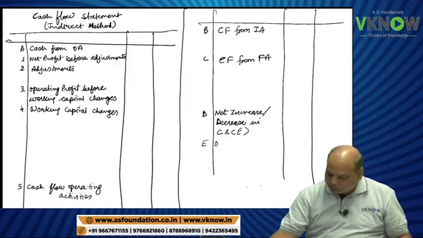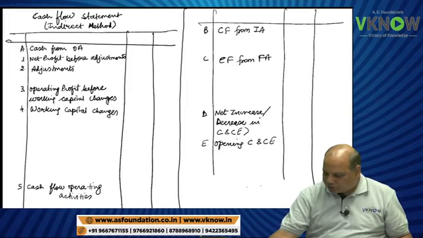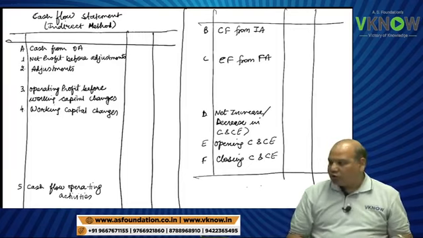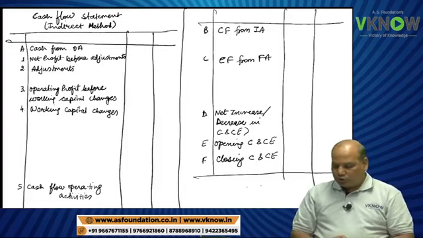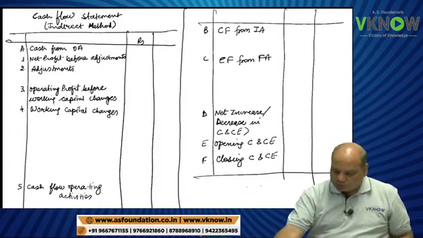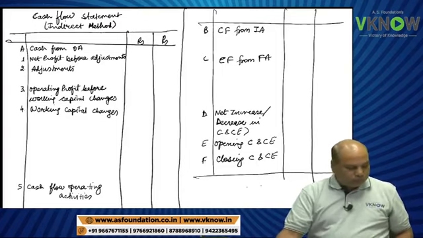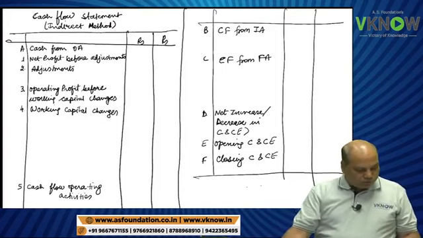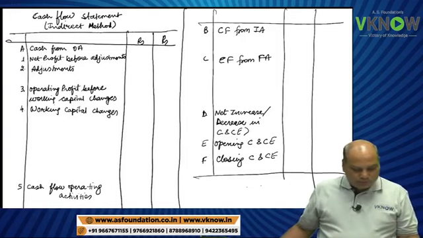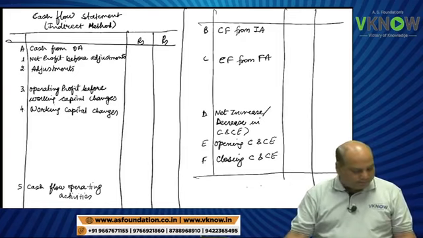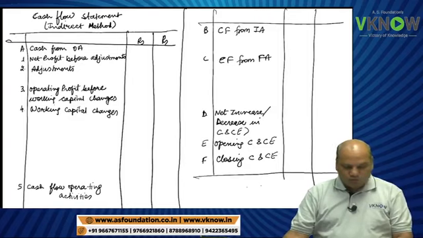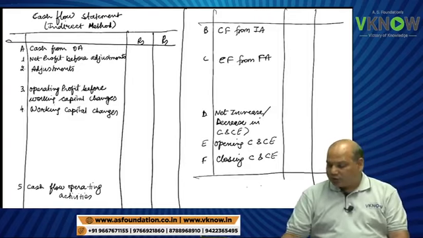Point number E, opening cash and cash equivalent. Point number F, closing cash and cash equivalent. So this is the format. Let us start.